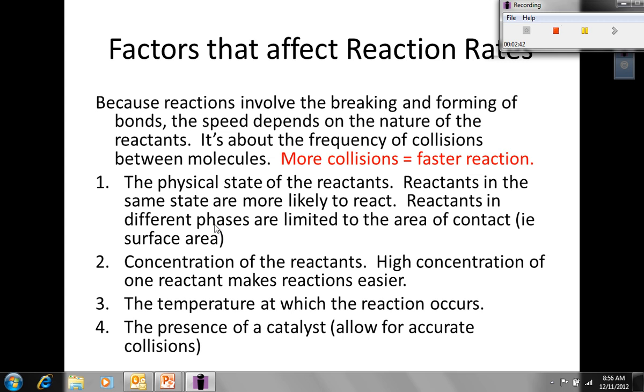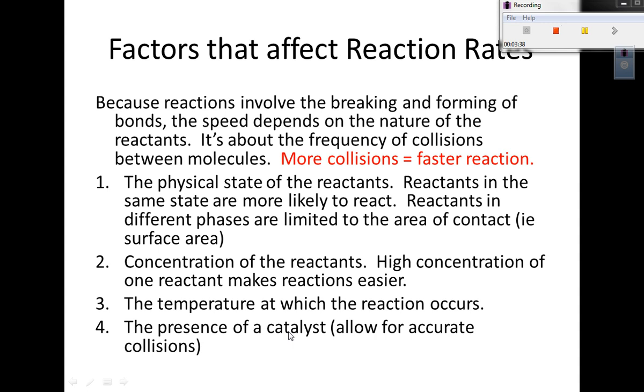So, the more collisions that you have between your reactants, then the faster the reaction goes. So these are the four factors that affect how quickly a reaction can occur, meaning how it can have more collisions. All right, the first one is the state of your reactant. Okay? Which state is going to be the most active state? The gas. Why? It moves faster. It has a higher kinetic energy in it. So it already is moving faster. Therefore, you're going to have more collisions. And therefore, rates are going to happen faster.